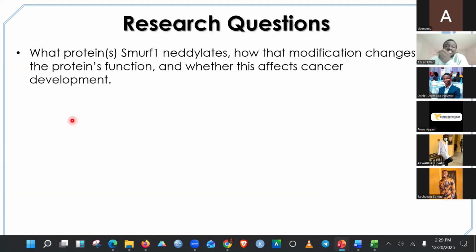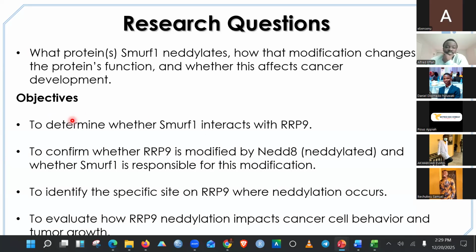So they asked a lot of questions. They wanted to know whether there is an interaction, and whether it's adding NEDD8. If it's adding NEDD8, what particular site on RRP9 is the NEDD8 being added? And even if it's ubiquitin, what particular site is it adding it to? Because the protein as a whole, you can extend it, it's like a stretch, okay? With various domains. So which exact location is it adding the ubiquitin or the NEDD8? So that's what the paper wanted to do.